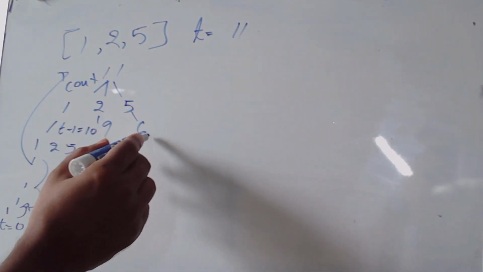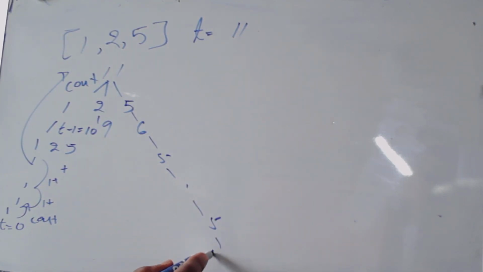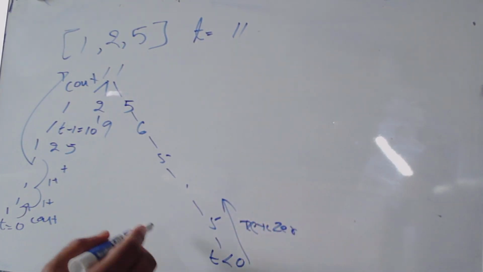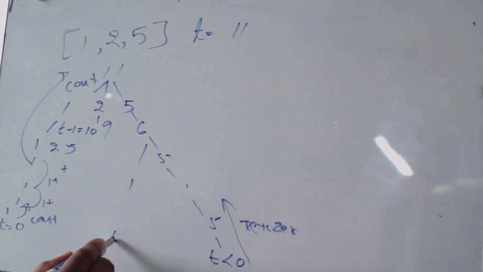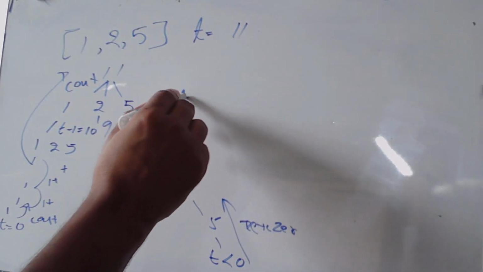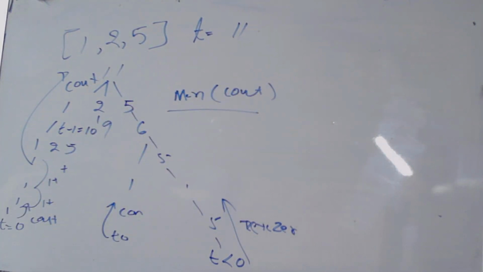Same goes here. For example, let's say we take 6, then again we put 5 here, then 1 remains, again we do 5, then target becomes less than 0. If target becomes less than 0, for that particular condition we have to return 0. Same way for every condition where target becomes 0 and we return the count, we have to calculate the min of those counts, because the question asks for the fewest coins, and that will be our answer.